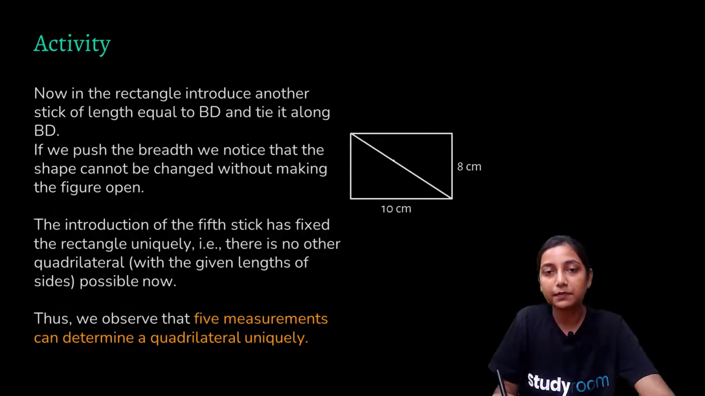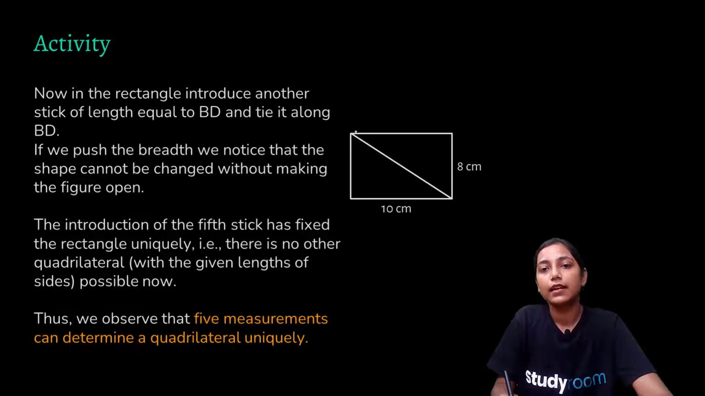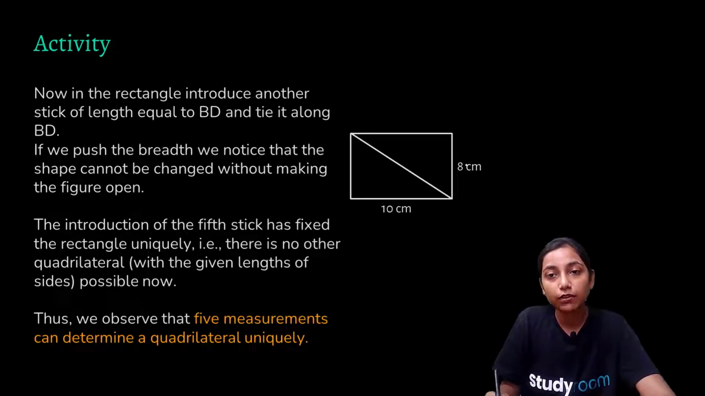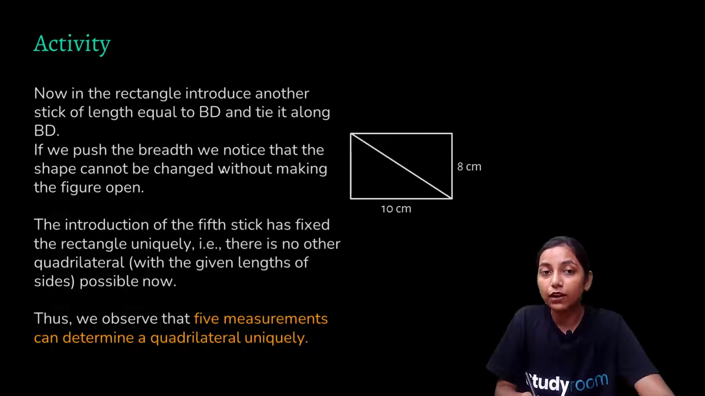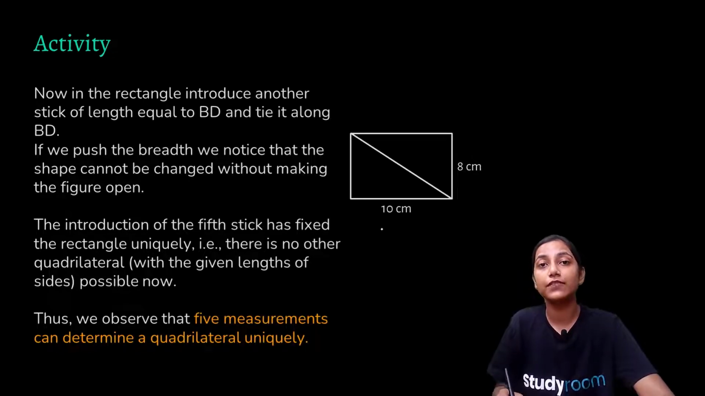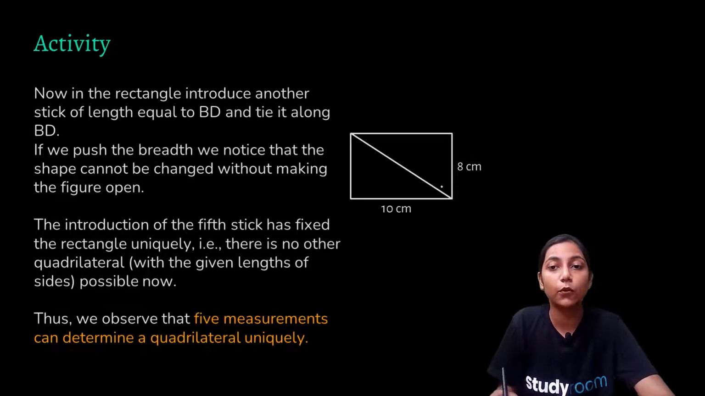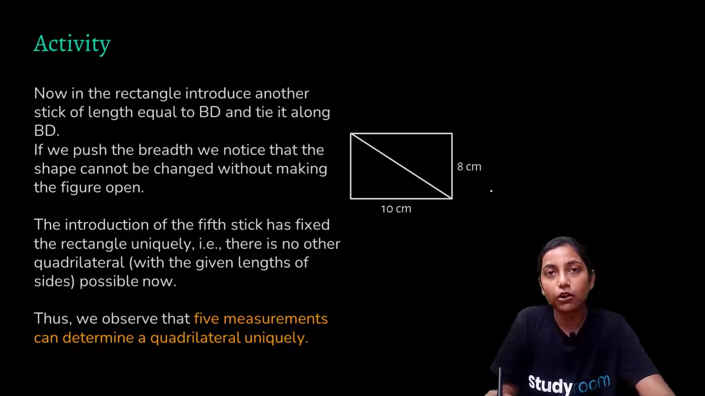BD. That means we have its diagonal, right? This BD is going to be its diagonal. If we push the breadth, we notice that the shape cannot be changed without making the figure open. We have to open this figure in order to change its shape, if we are going to push it along its breadth.